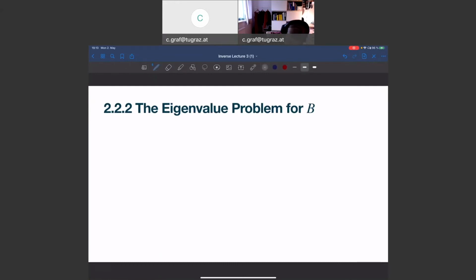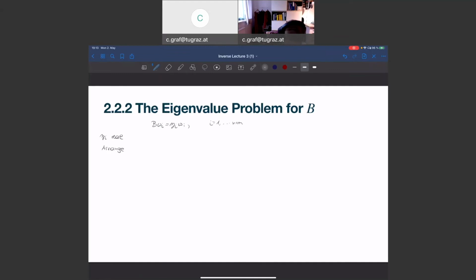So let's write it down. We have B times omega i is eta i omega i, for i being equal to 1 up to n plus m. So we say that the omega i's are the eigenvectors and the eta i's are the corresponding eigenvalues. We know that the eta i are real. Just showed it on the previous slide.